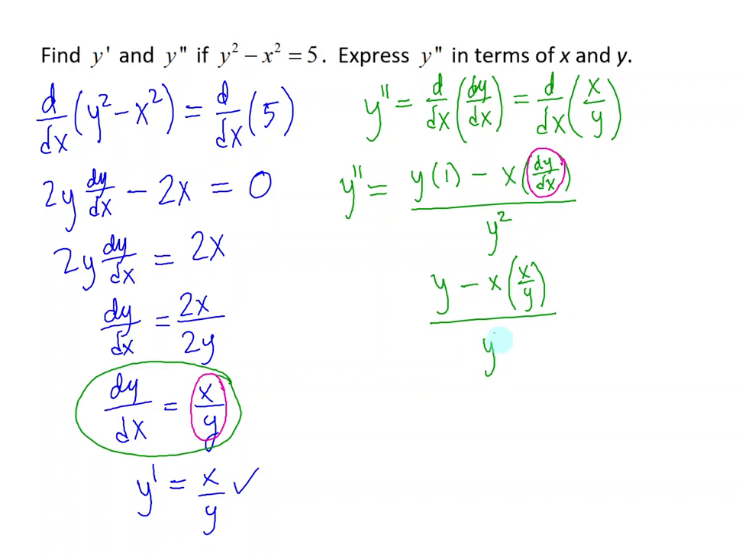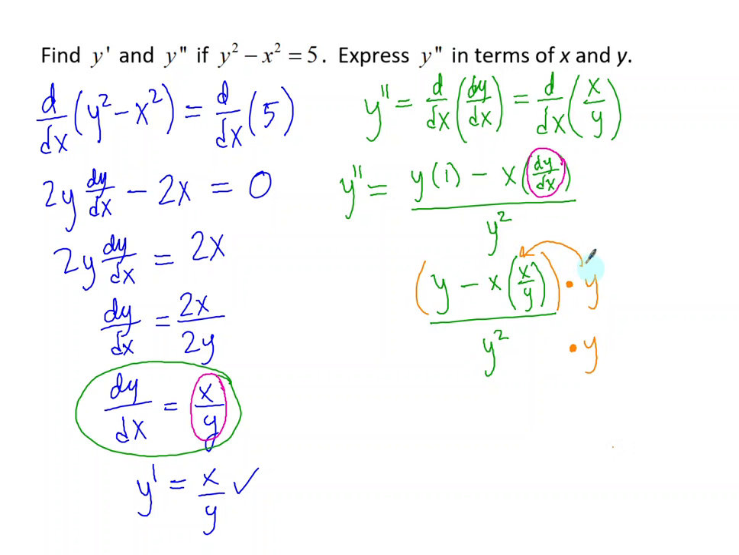all over y squared. Now, this is an answer in terms of x and y, but I can clean this up a lot, and normally we will see this cleaned up a lot. So I notice I have a denominator in my numerator. To get rid of extra denominators that I don't want, I multiply by what those denominators are. So I'm going to multiply by y to both my numerator and my denominator.